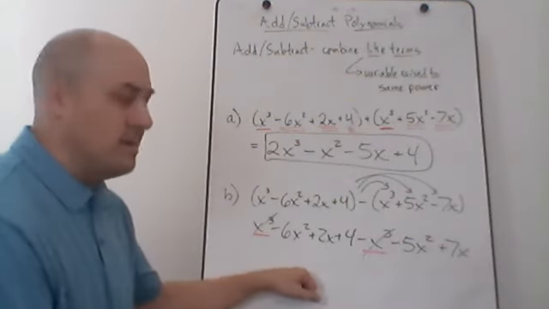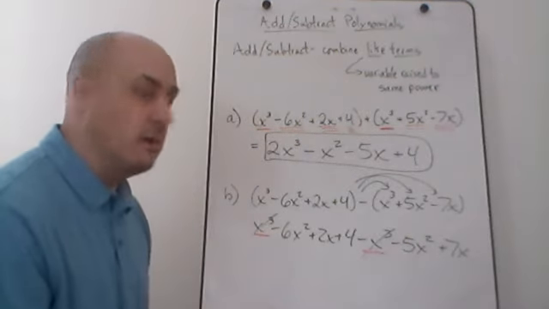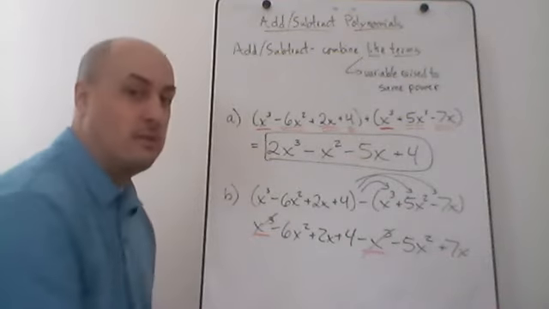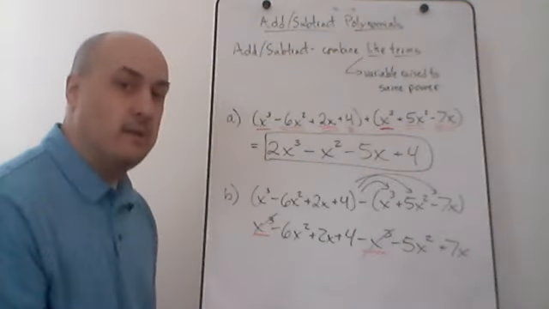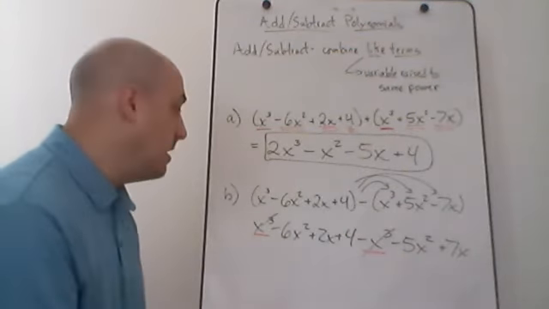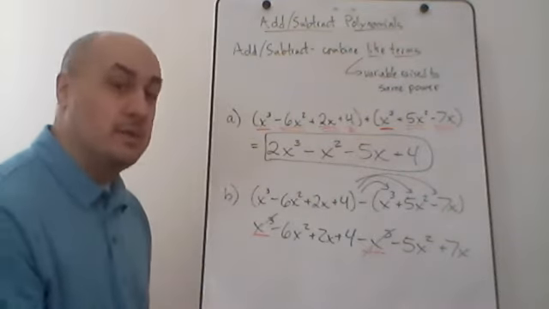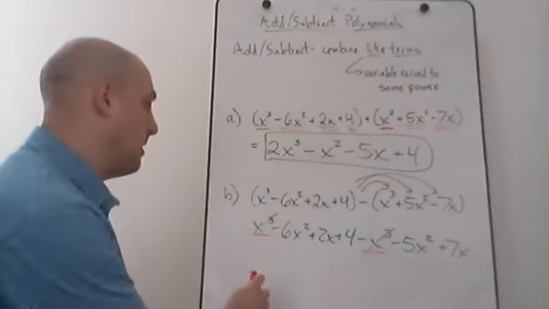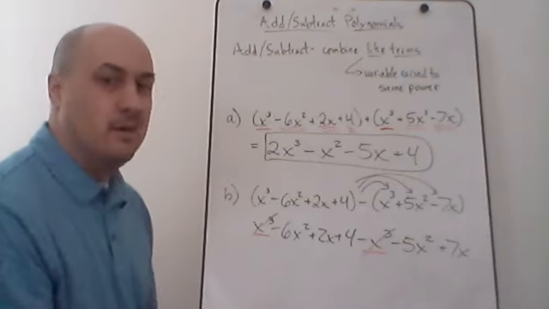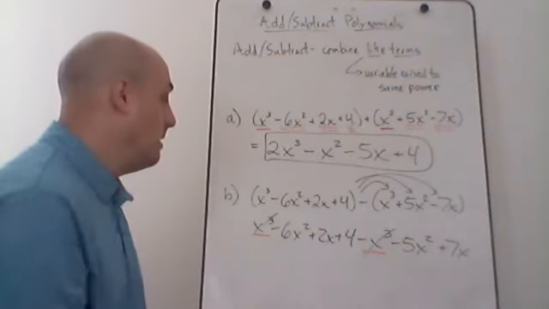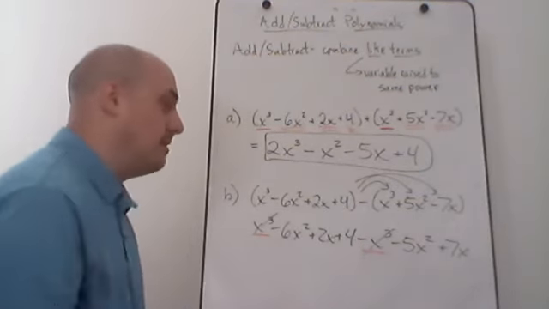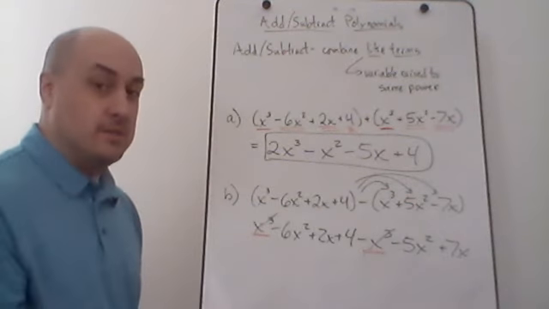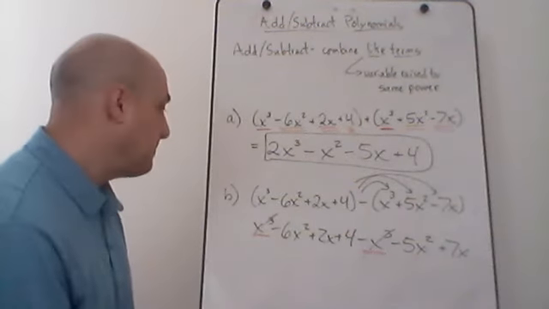So my answer here is not going to have an x to the third term. You wouldn't write 0x to the third power. It's not wrong to do that, but it's totally unnecessary. Like, I don't have any x to the 7th power terms here, so I'm not going to write 0x to the 7th power. I'm just going to leave it out because it's not there. So since this x to the third minus x to the third adds up to 0, I just don't include it in my final answer.